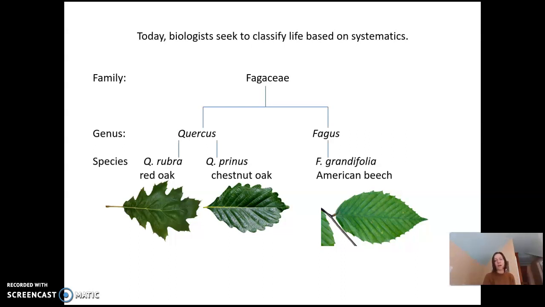This is called a cladogram or a phylogenetic tree. Some people just call it a family tree of life. And this is just one tiny piece showing 3 species. Can you imagine what something like this would look like with millions of species? Even thousands. It gets pretty busy.